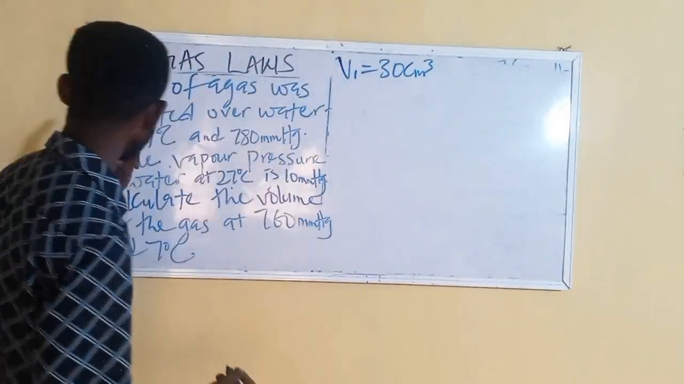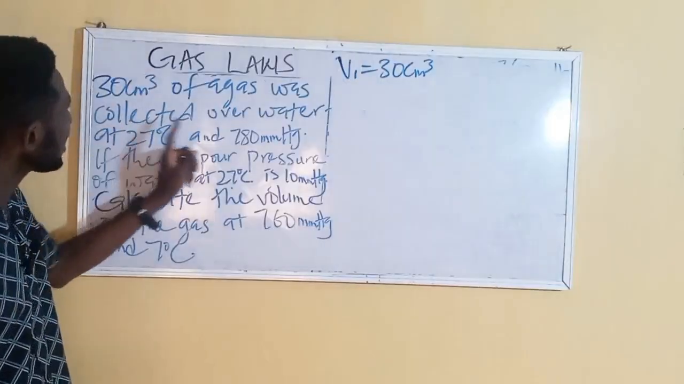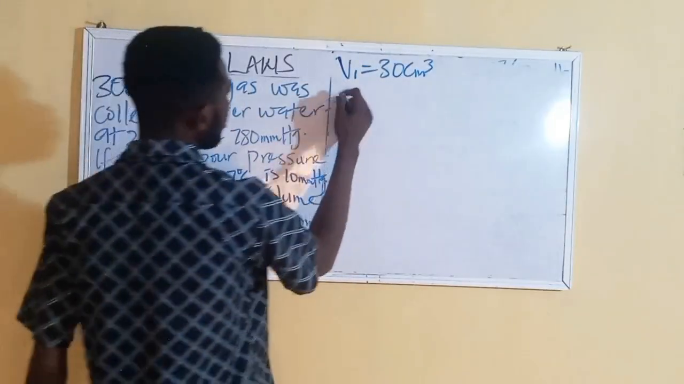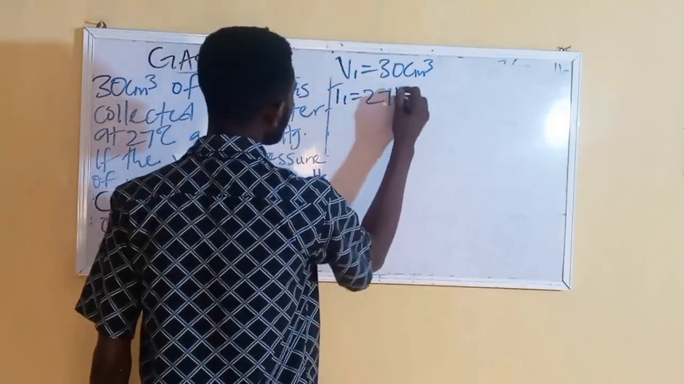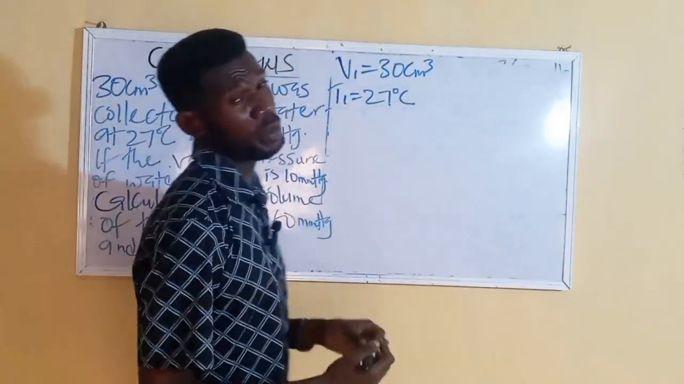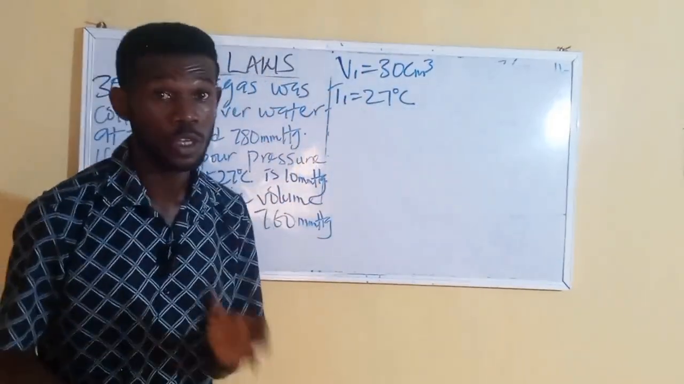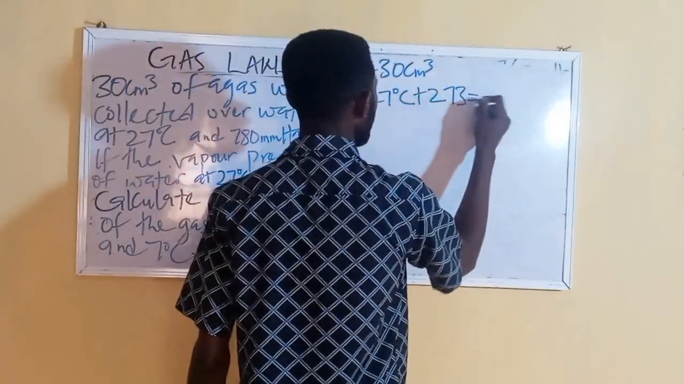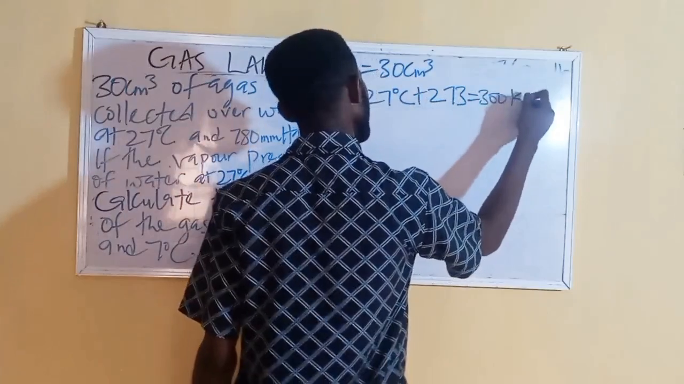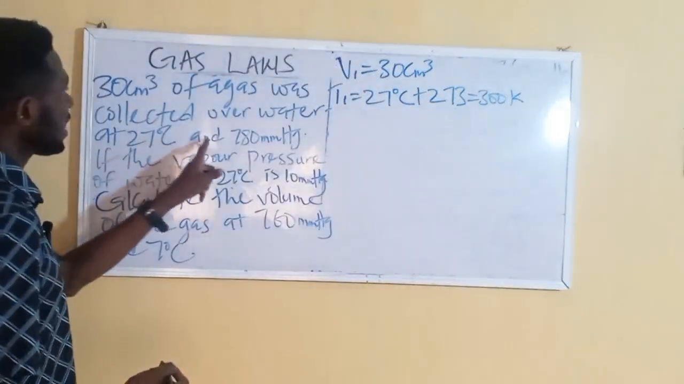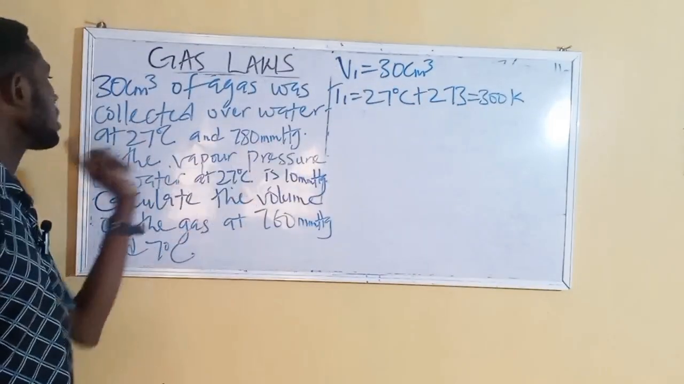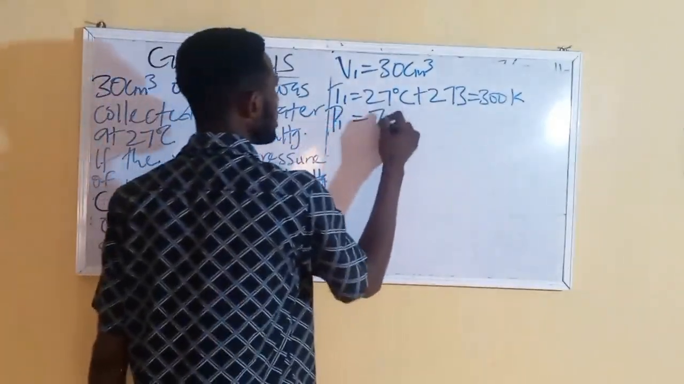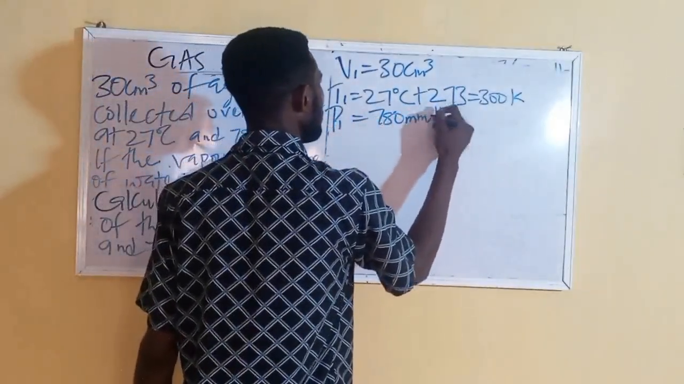Now, what about this? They said it was collected over water at 27 degrees Celsius. So that means your T1 in this case is 27 degrees Celsius. Now remember that your temperature must be converted to what? To Kelvin. So you have plus 273, which is 300 Kelvin. What's the next one? They said 780 millimeter mercury. So that means our initial pressure here is 780 millimeter mercury.